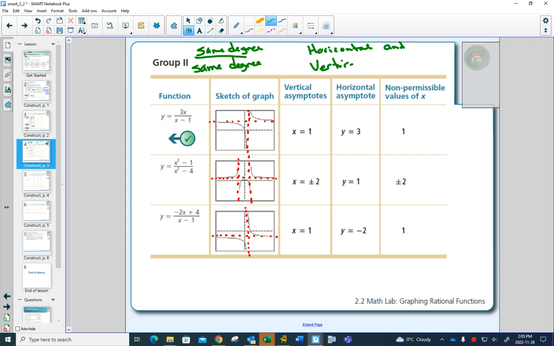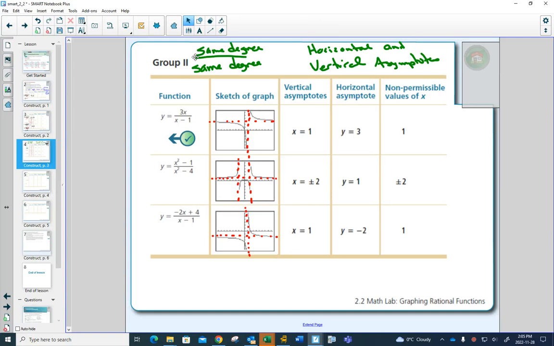Characteristics of this one: when you have a line over a line or a parabola over a parabola, you will have vertical asymptotes and horizontal asymptotes. Again, your non-permissible value on the bottom ends up being your vertical asymptotes.